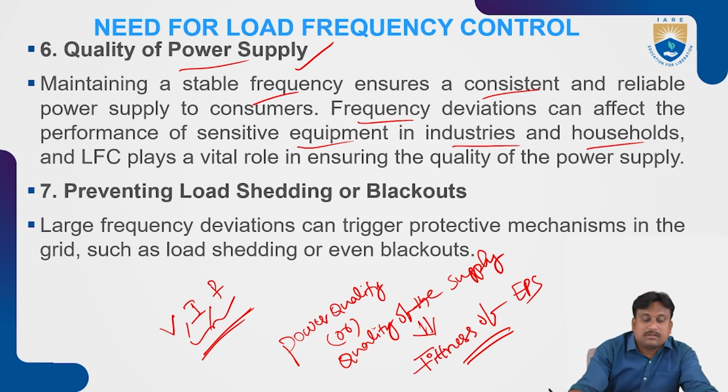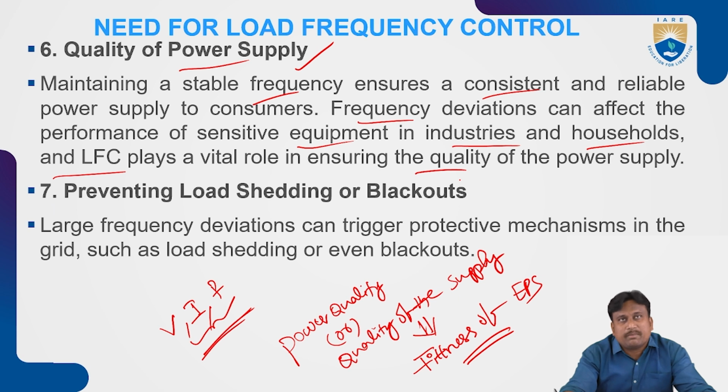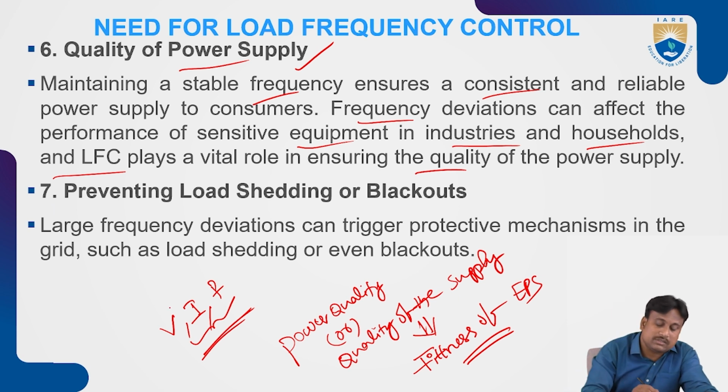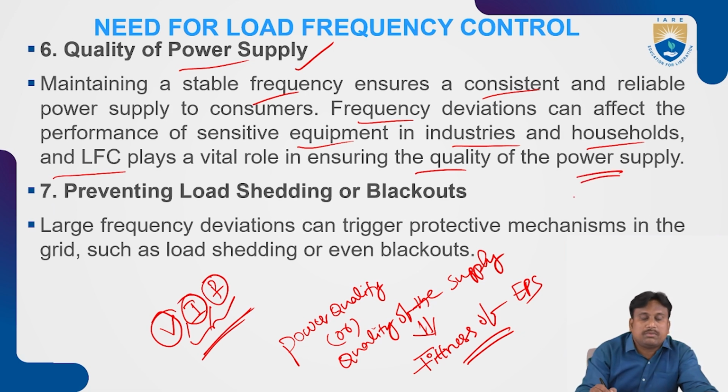That means they may operate and play a vital role in load frequency control, which ensures the quality of the power supply. When it is associated with the quality of the voltage, the current, and the frequency, it may achieve this suitably. Preventing load shedding or blackouts is one of the parameters that mostly influences load frequency control for the power system network.